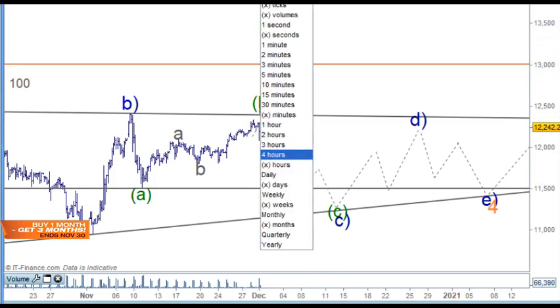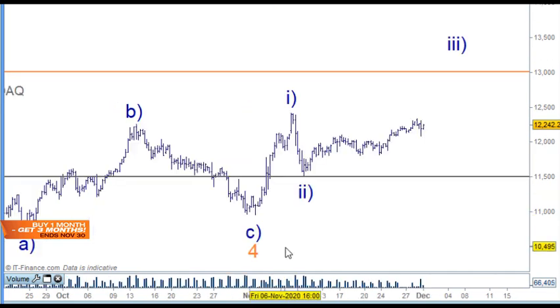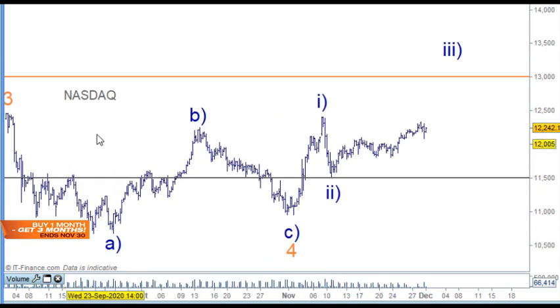Coming back on track here to our count, looking at wave 3 over here with an A, B, C for wave 4, then wave 1 and 2 here, and then looking at this as wave 1 and 2 here, and wave 1 and 2 here. So we're looking for this to build further to the upside here.